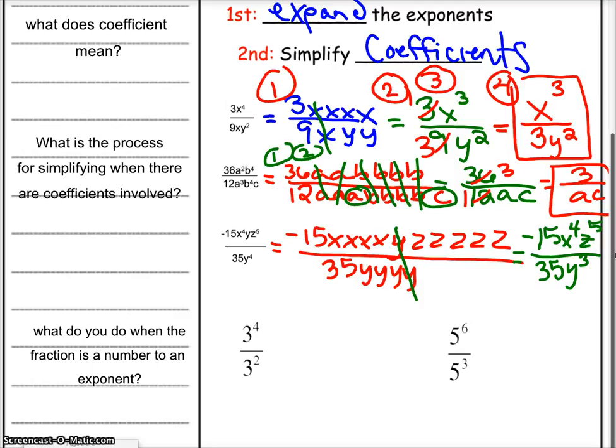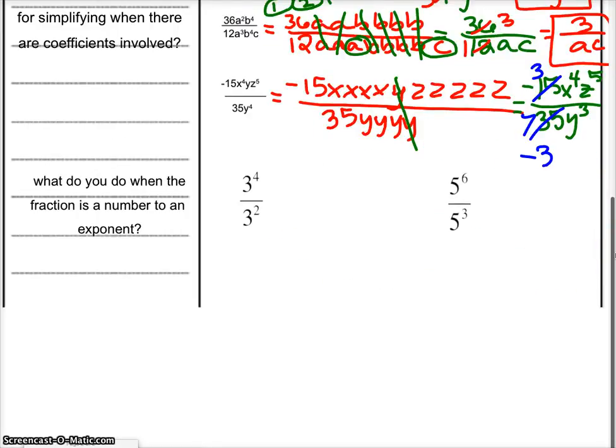Now I'm going to simplify. They both have 5 in common. That would be 3. That would be 7. Rewrite pretty. And that would, I need space. That would be negative 3 x to the 4th, z to the 5th, over y cubed. Done. Where? Good job. Done. 7y cubed. Poor little 7, I forgot about it.